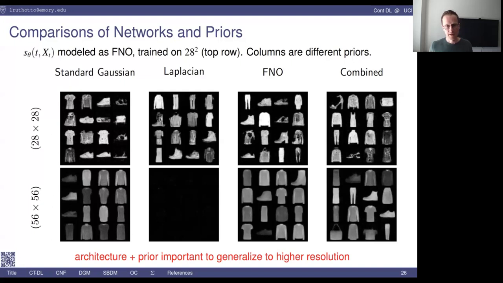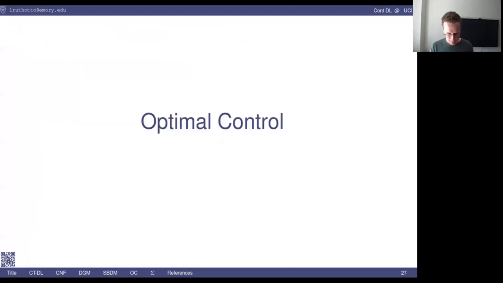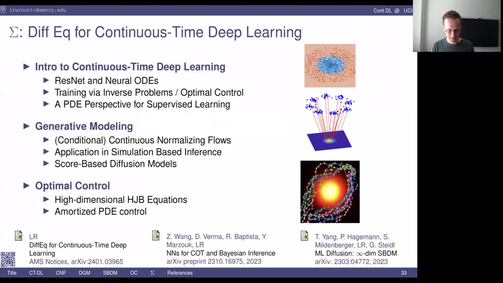In the paper, we also have examples of what happens if you continue the training, and it turns out you can actually improve also. Okay, so there's that, and I'm at the time limit. So we'll not do optimal control today, but we'll summarize. Hopefully there was something new in this in terms of how you can build deep networks with continuous time.